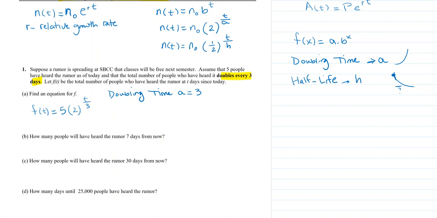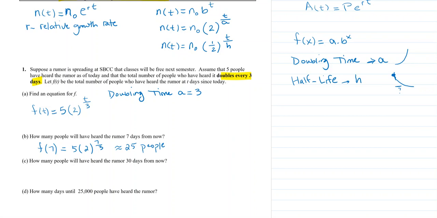Then the rest of it, once you have the function, it should be easy. How many people will have heard the rumor 7 days from now? That means you just have to calculate f of 7. Plug in 7 for t and put this in your calculator, which gives us approximately 25 people.